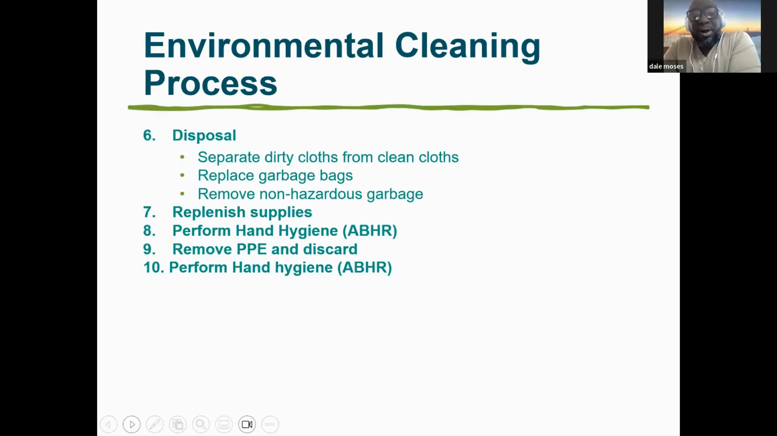Disposal: separate dirty cloths from clean cloths. Replace garbage bags, remove non-hazardous garbage, replenish supplies. And again, when you finish everything, perform hand hygiene, remove the PPE and discard, and then perform hand hygiene again right after the fact. So that's how we doff if you're wearing PPE.